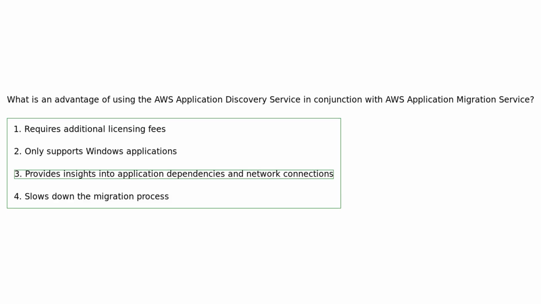The AWS Application Discovery Service, when used in conjunction with AWS Application Migration Service, provides valuable insights into application dependencies and network connections, aiding in effective migration planning.